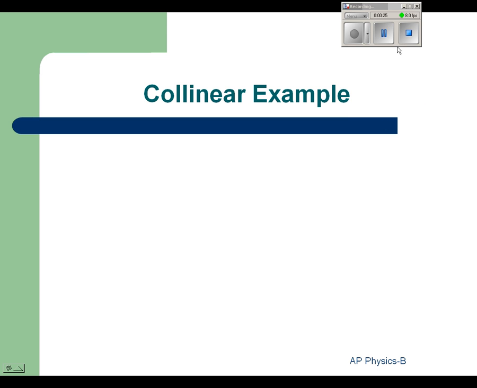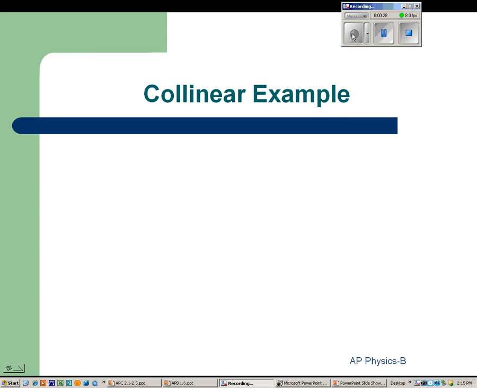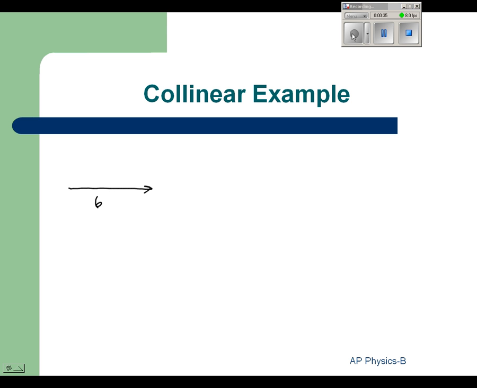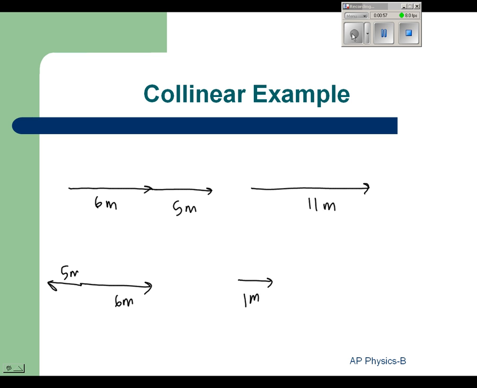We're going to look at the collinear example first. If, for example, we walk 6 meters east, and then we walk another 5 meters east, the resultant vector is 11 meters east. And you might have 6 meters east and 5 meters west. That resultant vector is 1 meter to the east.